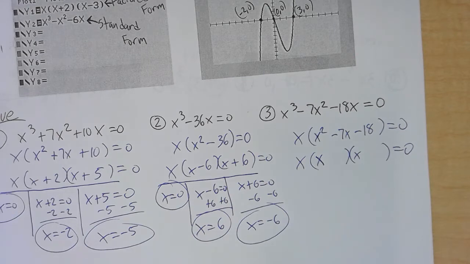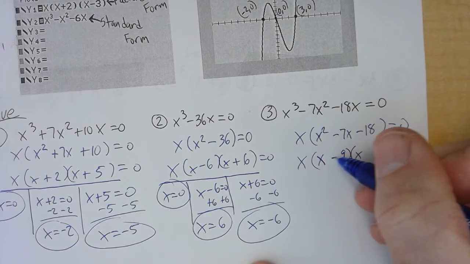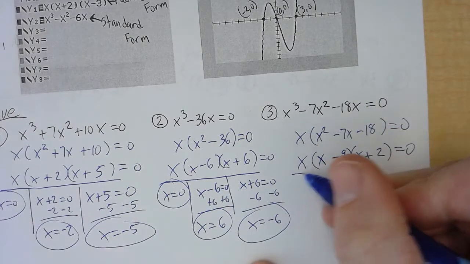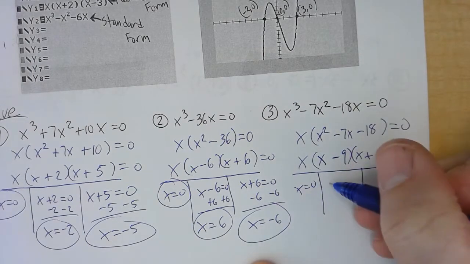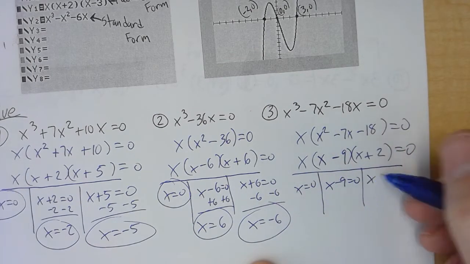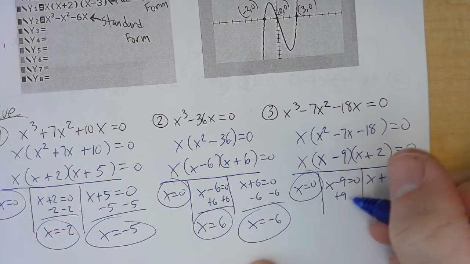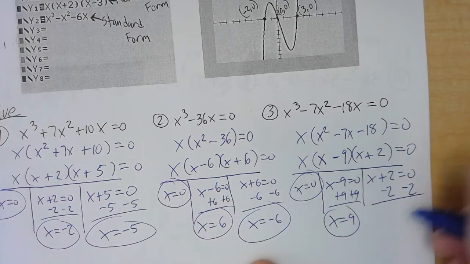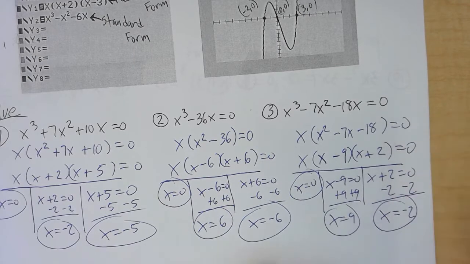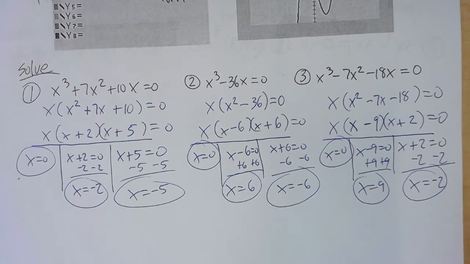Six and 3 would be a dead end, right? 6 and 3 would be a dead end because 6 and 3 doesn't make the 7 in the middle. It has to be 9 and 2. Now we do zero product property. So x is 0 is one of the solutions, plus 9, x equals 9, minus 2, x equals negative 2. All right, so there we go.